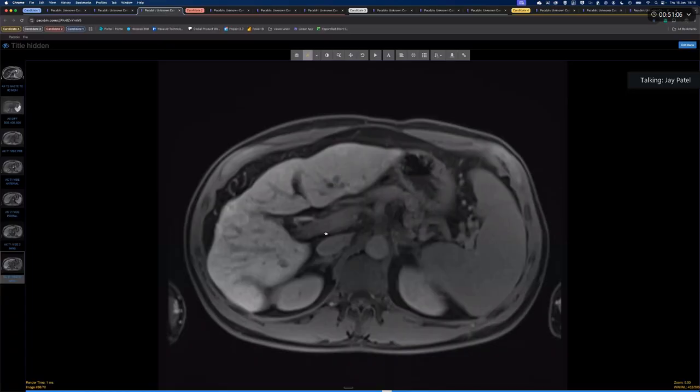Extracellular contrast delayed is about 5 to 10 minutes. You rarely do anything beyond that. So in this case, we see that there's a 20-minute delayed phase study. This is a Primavist study.